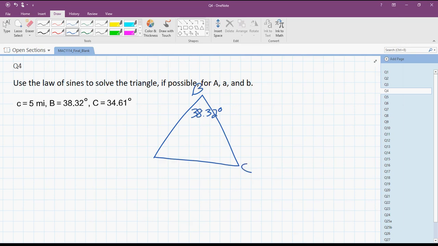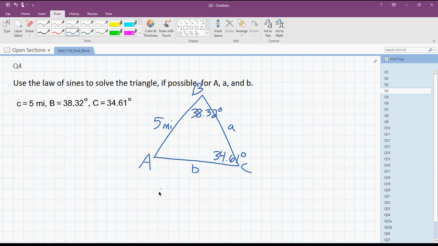So C, 34.61 degrees. And then we know mini c, which is 5 miles. So again, we are looking for the little a and the b as I had up there earlier. This is just like the last problem.